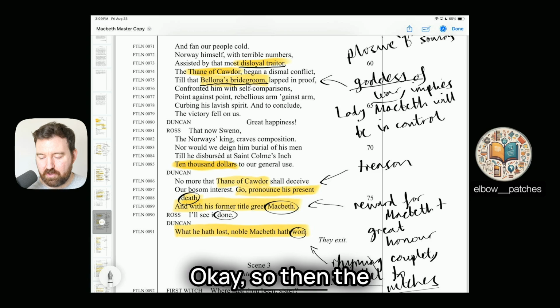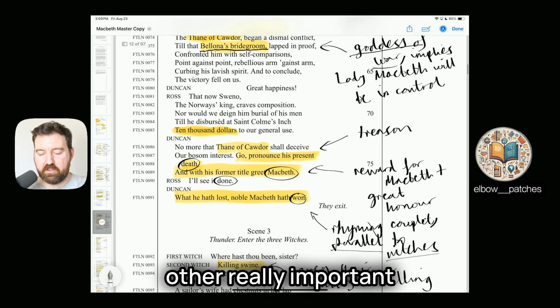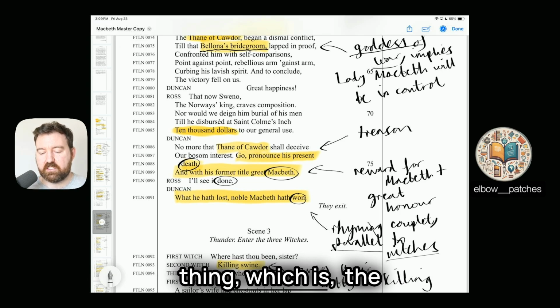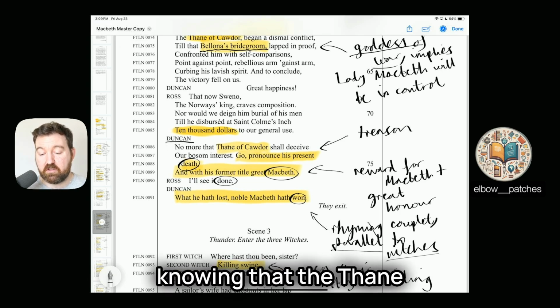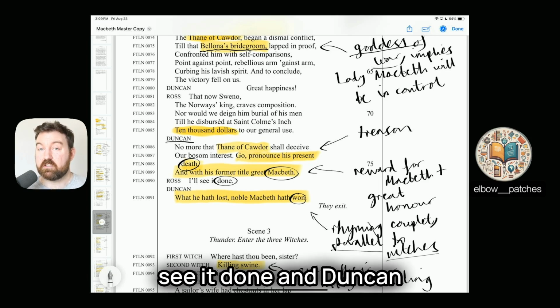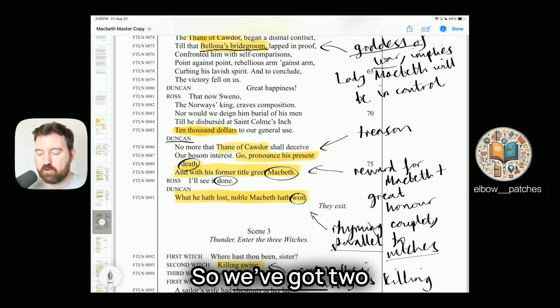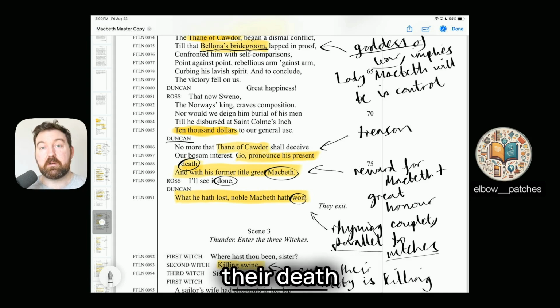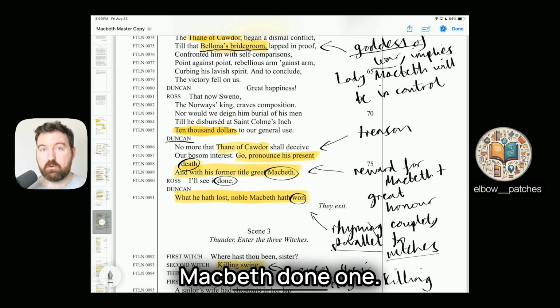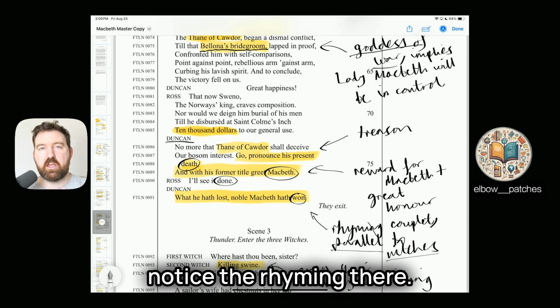Okay. So then the scene finishes with one other really important thing, which is the fact that Duncan, now knowing that the Thane of Cawdor is a traitor, says, go pronounce his present death, and with his former title greet Macbeth. Ross says, I'll see it done, and Duncan says, what he hath lost, noble Macbeth hath won. So we've got 2 rhyming couplets there. Death, Macbeth, done, won. Shakespeare really wanted the audience to notice the rhyming there.